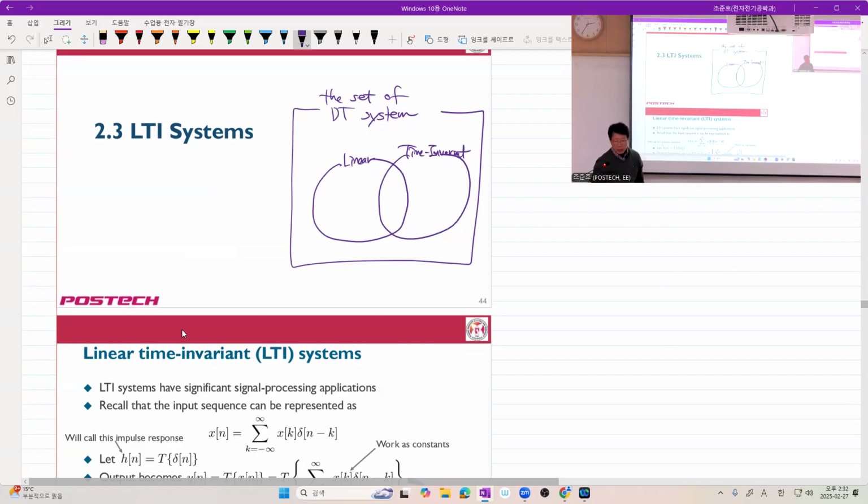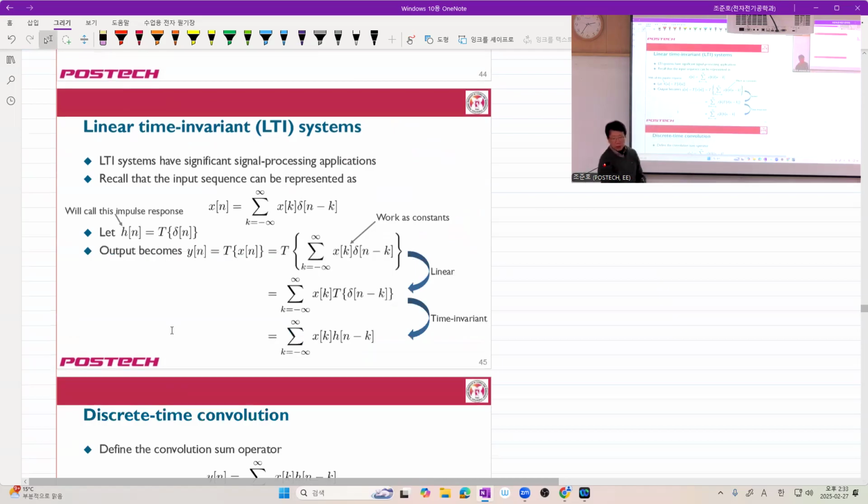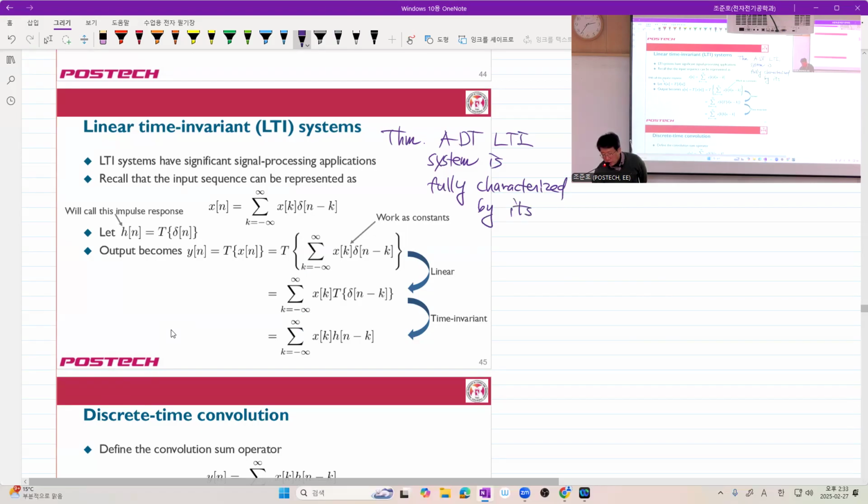Because most of our theory is about the systems in this intersection of two ideas, which means we will mostly focus on linear time invariant systems. So here goes the property. The theorem says a DT LTI system is fully characterized by its unit sample response.